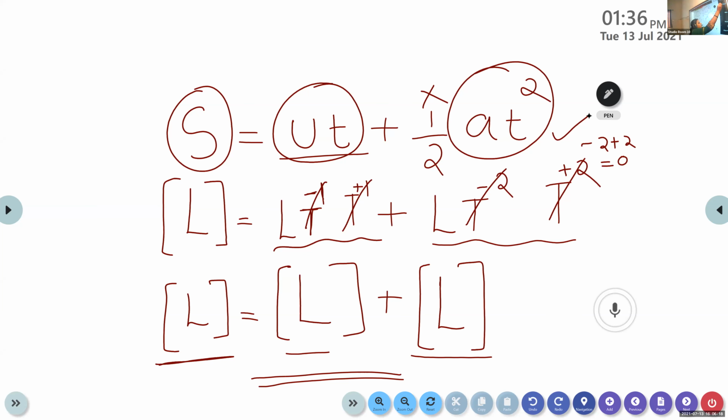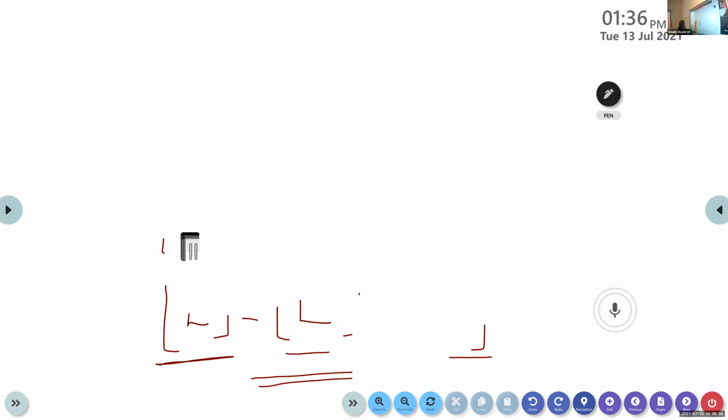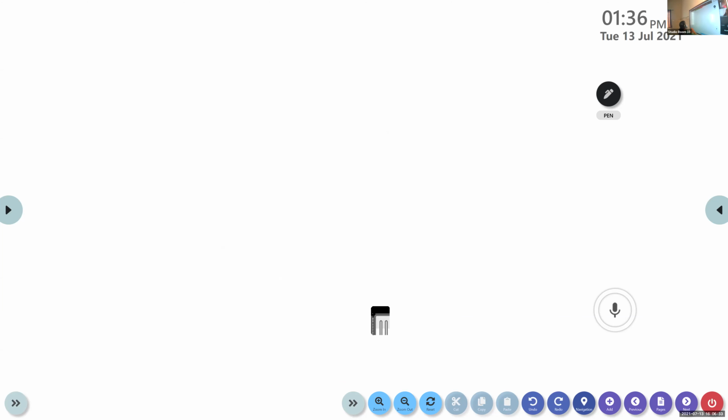Do you want me to explain it once again? I'm not satisfied with your response, so once again I will explain the same equation. Here we have an equation, S is equal to ut plus half at square. This is our equation, and here we want to check whether this equation is correct or not.